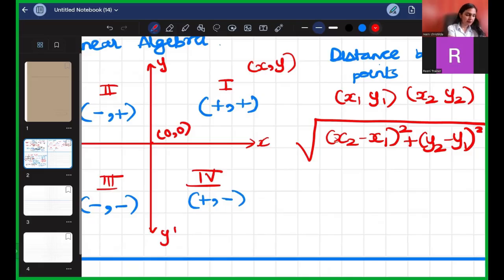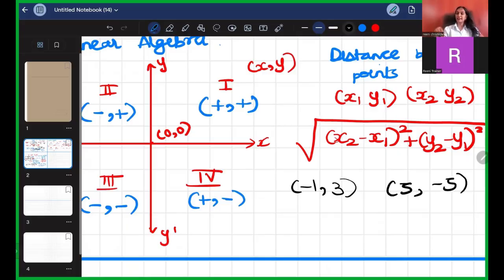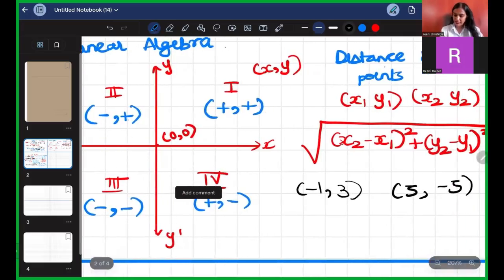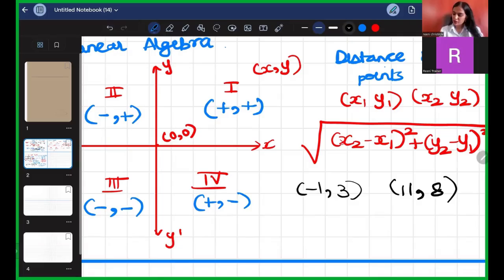For example, minus 1 comma 3 and 11 comma 8. So how do you find the distance between the 2 points? If I have to plot it in the xy plane, minus 1 comma 3 will be somewhere here and 11 comma 8 will be here. The 2 points are here.